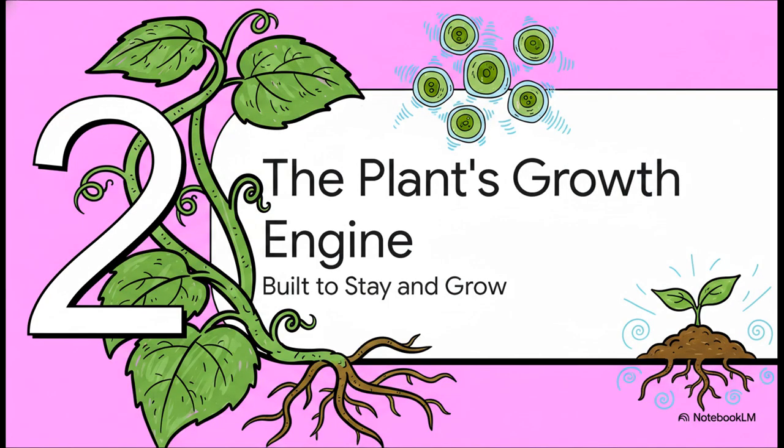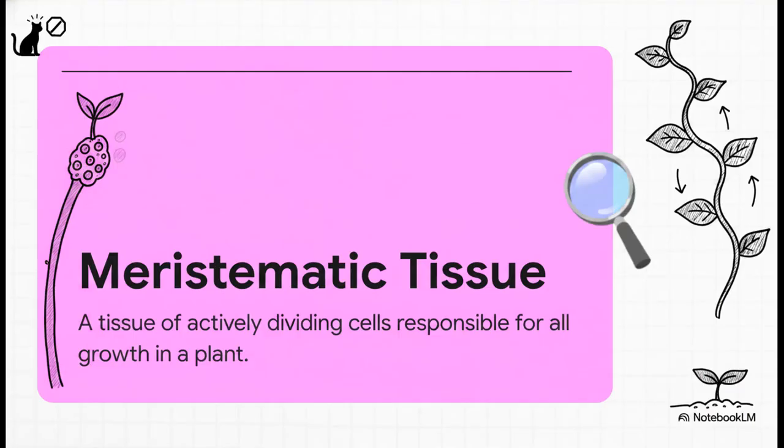So let's kick things off with plants. How are their tissues optimized for a life of just staying put and growing all the time? Well, it all comes down to their incredible growth engine. The secret ingredient here is something called meristematic tissue. You can think of this as the plant's permanent construction zones, areas just packed with cells that are constantly dividing, pushing the plant to grow throughout its entire life. Unlike us animals who mostly stop growing when we hit a certain size, plants just keep on going.